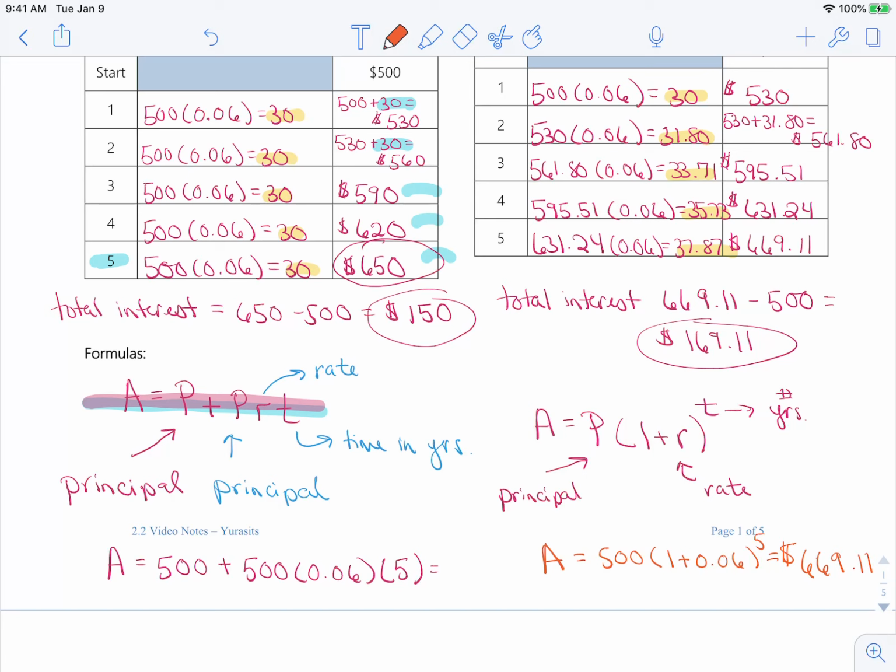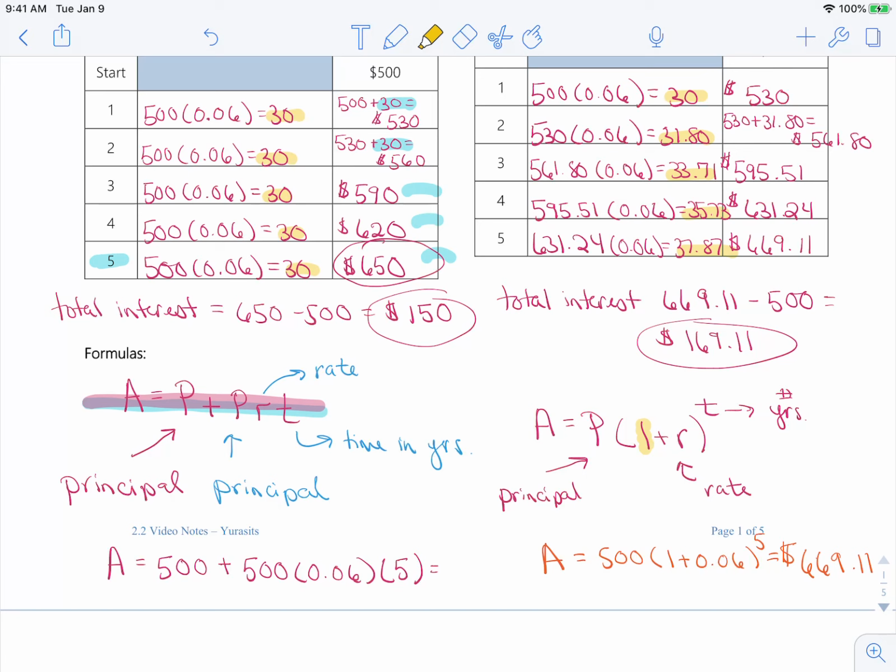Now, the reason this 1 is here is because if you were just multiplying it by 0.06, it would get smaller. So that 1 is taking into effect that we're always building off of our original amount, and then it's growing 6%.